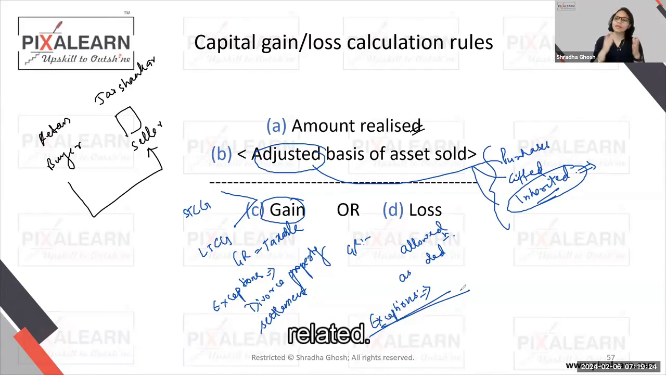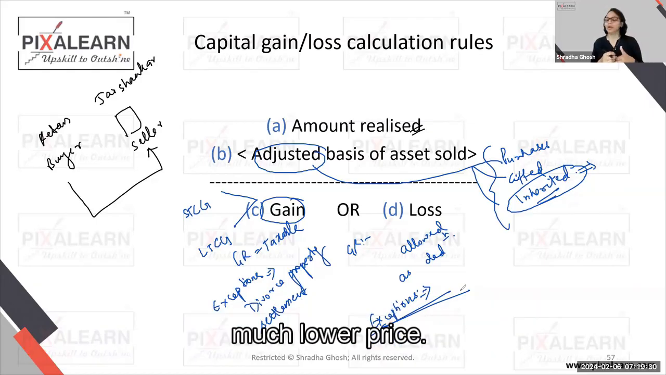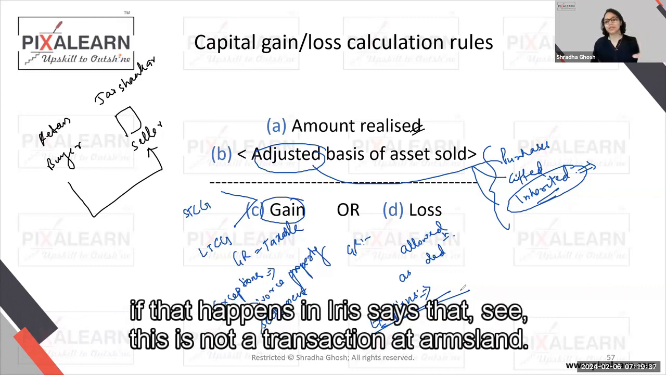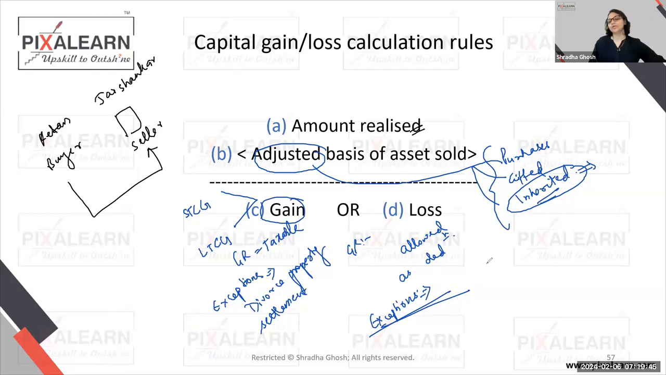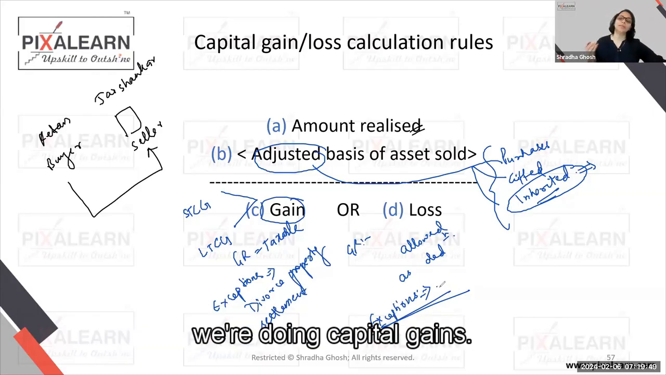If two related parties, let's say me and my brother, enter into a transaction and I end up selling the property to him at a much lower price than what I would get had I sold the property to the general public, then the IRS says this is not a transaction at arm's length, and the losses that you have incurred will be disallowed to you. Okay. So all of those exceptions are something that we're going to learn when we're doing capital gains.